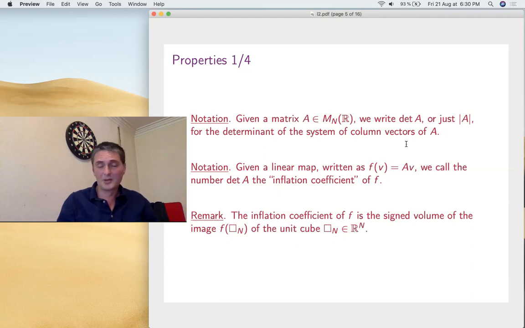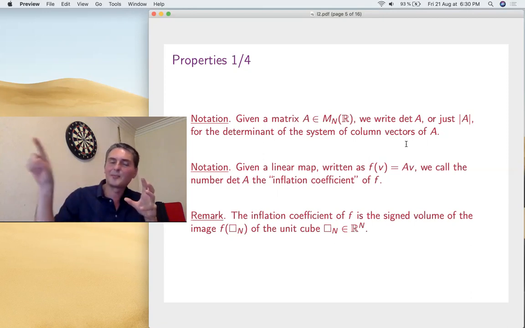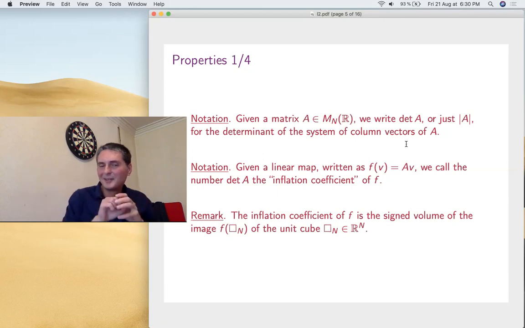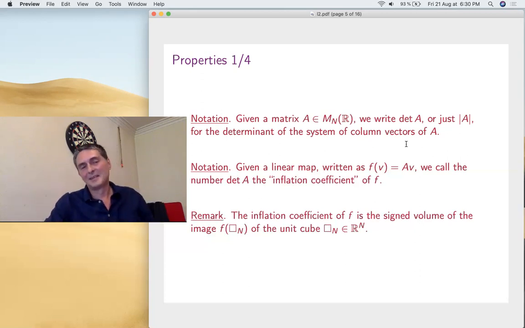So inflation, because if you think a bit, what are these vectors of the matrix? These are exactly the images by f of the standard basis of Rn. So here I have the standard basis of Rn that you can complete into a cube like this, and here you have the image by f that you can complete into a parallelepiped. So the volume here is finally the inflation, volume-wise, somehow done by f. Okay, so that's it. That's the determinant.